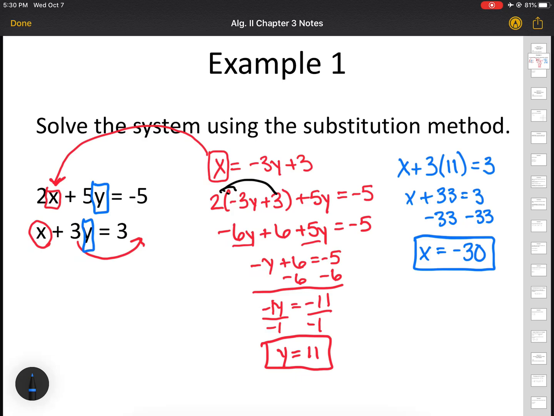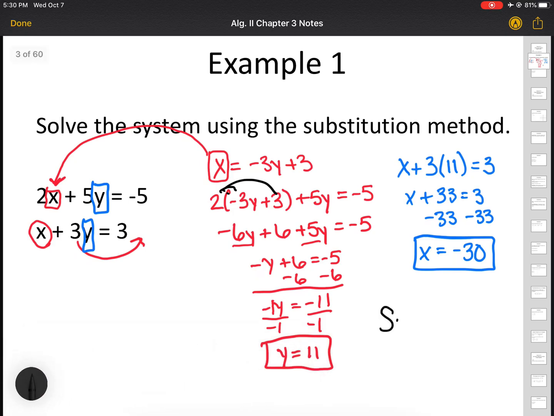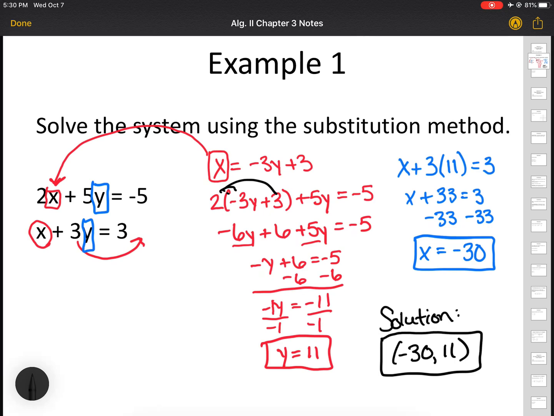So here's my x, and we have the y. So in the end, our solution here is negative 30, 11. What that means is if I plug negative 30 and 11 for x and y back into my linear system, then it will satisfy both of those equations in that system.